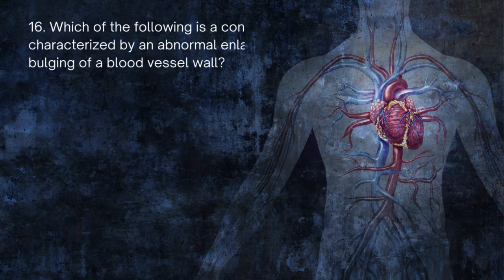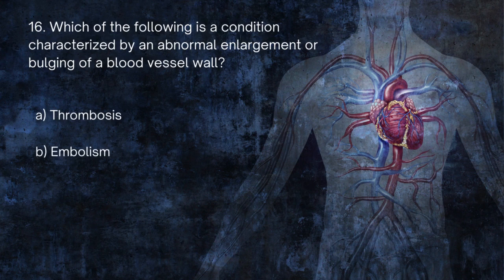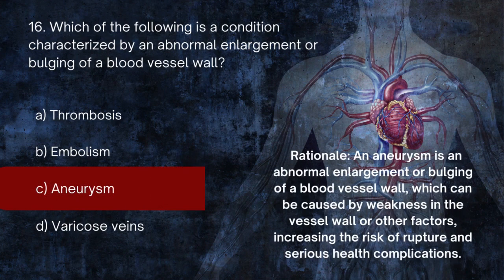16. Which of the following is a condition characterized by an abnormal enlargement or bulging of a blood vessel wall? A. Thrombosis. B. Embolism. C. Aneurysm. D. Varicose veins. Rationale: an aneurysm is an abnormal enlargement or bulging of a blood vessel wall, which can be caused by weakness in the vessel wall or other factors, increasing the risk of rupture and serious health complications.